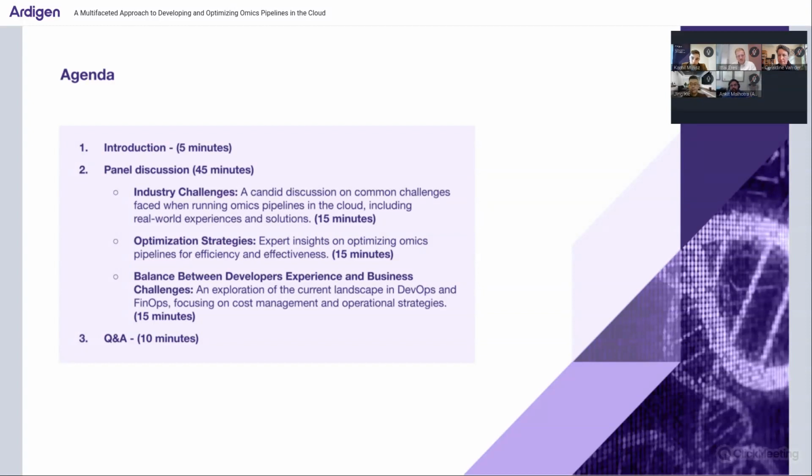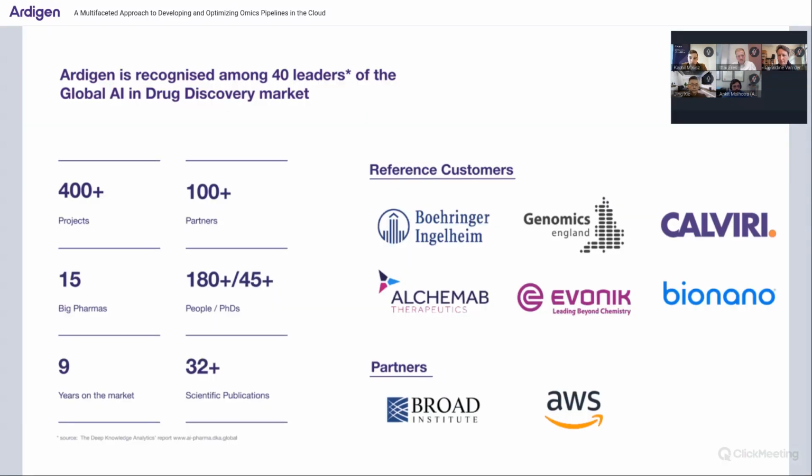So right now, let's cover a bit more about who Ardigen and MemVerge are as companies, the organizers of this meeting. In Ardigen, we are proud to be recognized among 40 leaders of the global AI in drug discovery market. With almost 10 years of experience, we became one of the biggest and well-established AI CROs. Our track record is quite impressive, at least we consider it so. We succeeded in over 400 projects. We have over 400 partners in the field. We are working together with 15 big pharma companies.